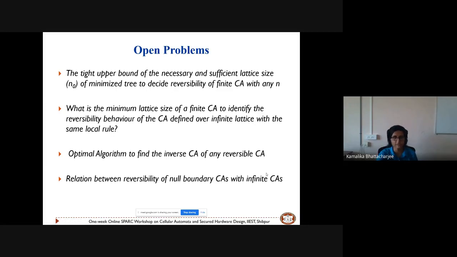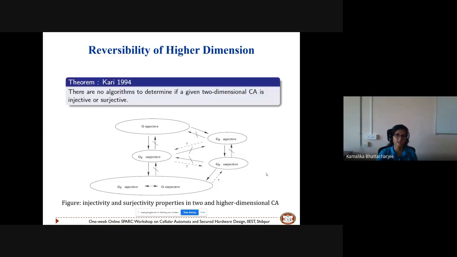And Professor Kari probably discussed that. He also discussed that in general, for higher dimension, most of the problems are undecidable, and similarly, it is also undecidable for reversibility.